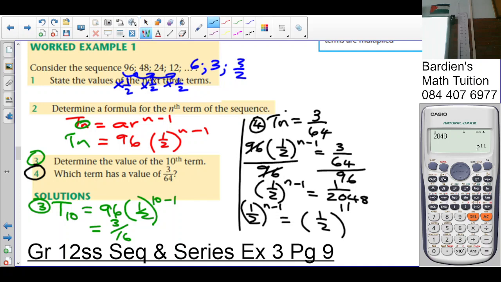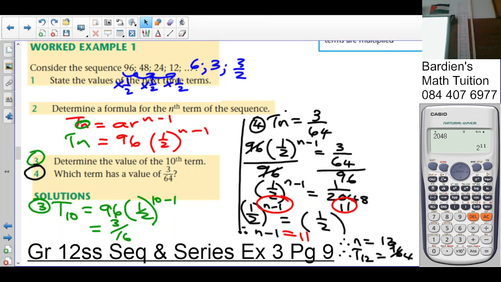Therefore, n minus 1, which is this here, must be equal to 11. Yes. Now what? Therefore, n is equal to 12. So the 12th term, therefore T12 is equal to 3 over 64. Any confusion here? Okay, all okay with that?